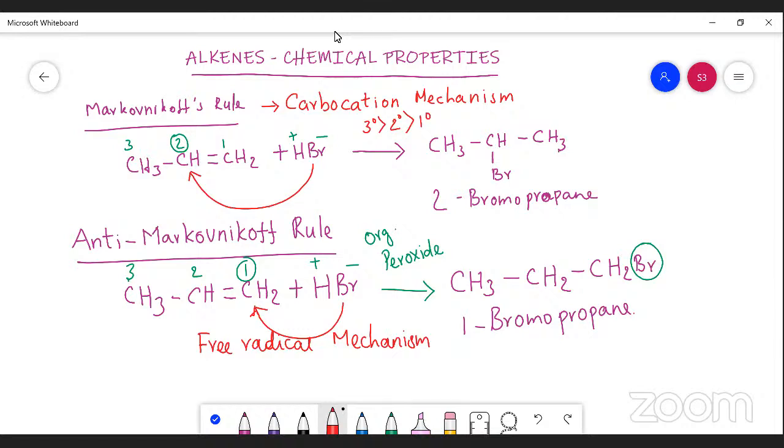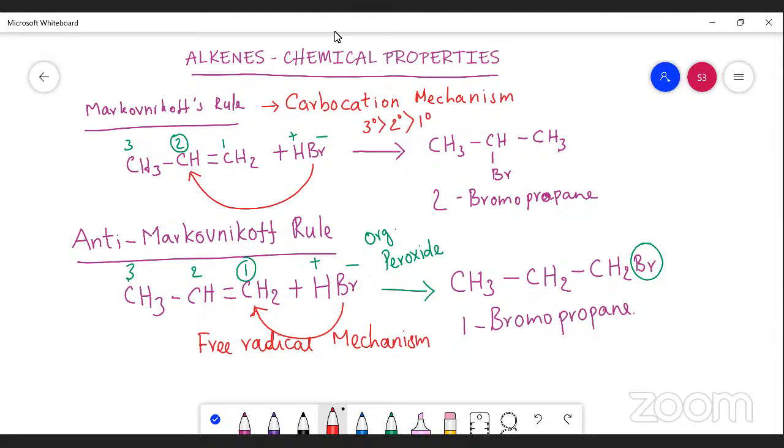The stability order of carbocation is tertiary, secondary, and primary. Now, if you are taking the anti-Markovnikov rule, where is it applied? First, the alkene is unsymmetrical. Second, it is in the presence of peroxide. So in the presence of peroxide, we are taking the anti-Markovnikov rule, and that gives the major product.